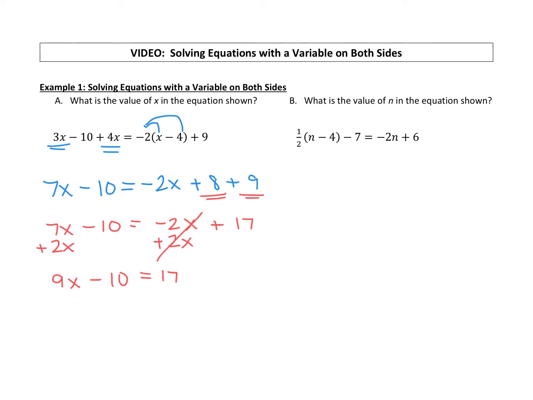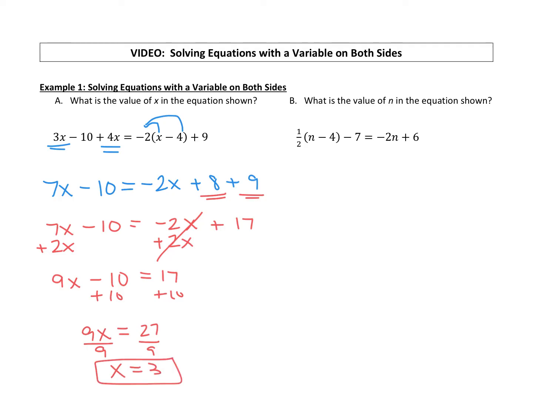So we'll keep solving. We'll add 10 to both sides. You always take care of your addition or subtraction first when solving. So 9x equals 27. And then to get that 9 to the other side, we will use division, and we get x equals 3.